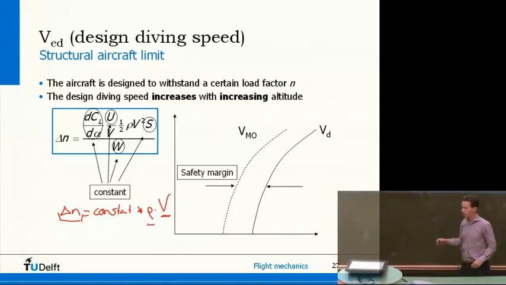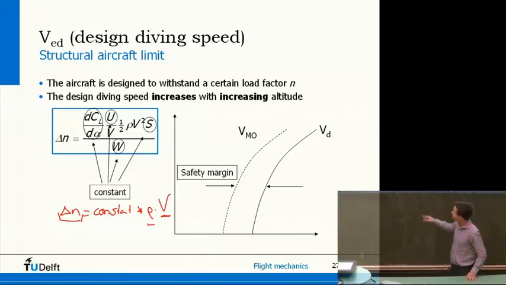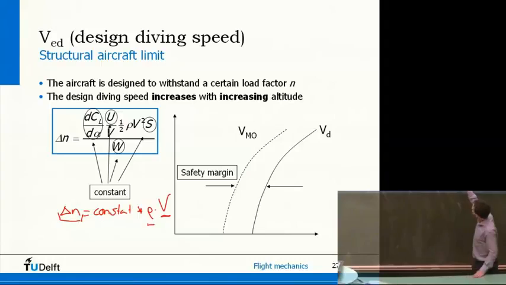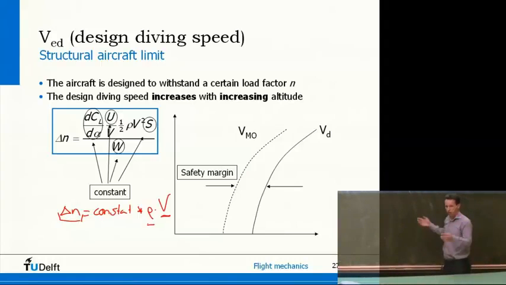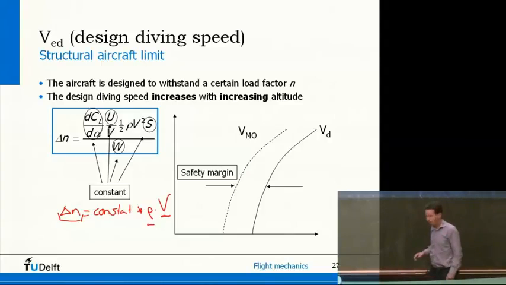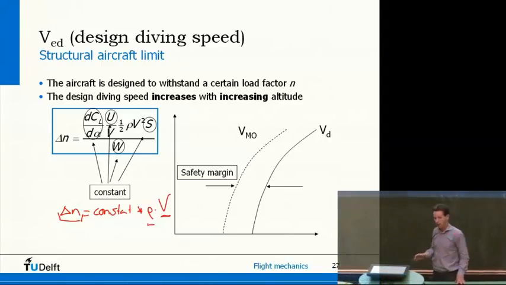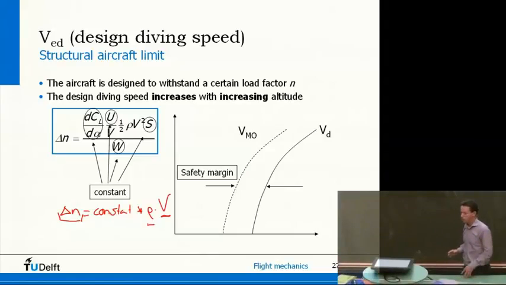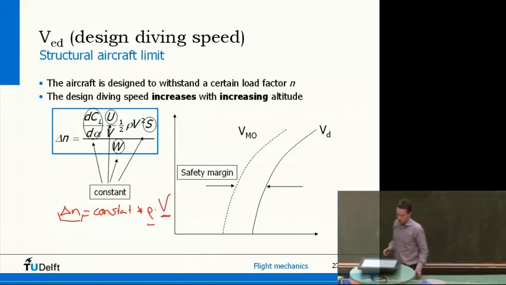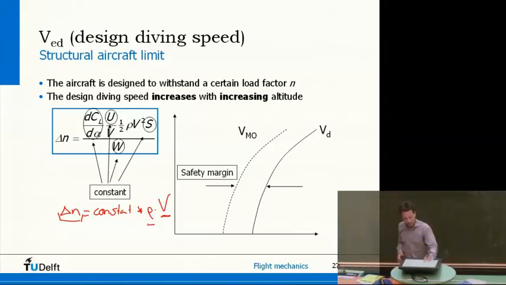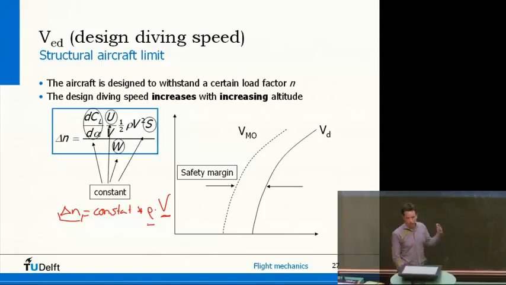So as the air density goes down, the maximum speed goes up according to this relation. So that is basically a limit. If you go beyond the limit, then a gust of wind might damage the aircraft. Now this black line here, that's the actual limit. Of course, you don't want to risk flying at the actual limit. So there's always a safety margin. So this is what VD is, what I would call design diving speed. So that's the real limit.